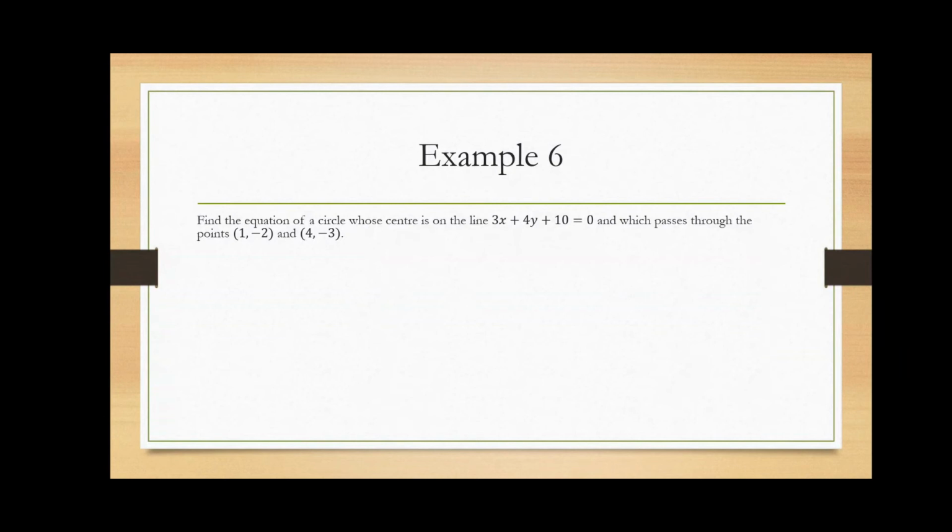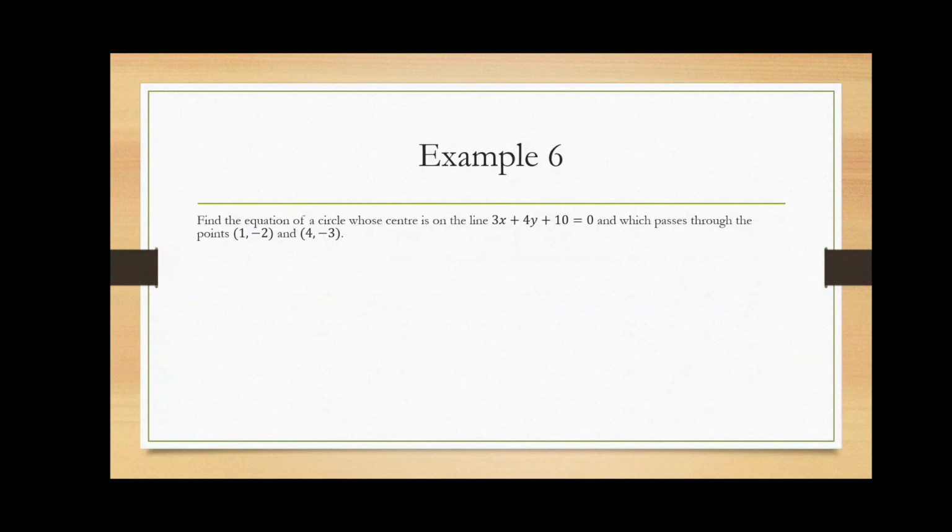Given that the center of the circle is on the line 3x plus 4y plus 10 equals 0 and passes through (1, -2) and (4, -3), I have to find the equation of the circle. So now it means we don't know the radius, we don't know the center. To find the equation of the circle, we need to know the radius and the center. But after learning the general form, without knowing the center or the radius, we can also find the equation of the circle.